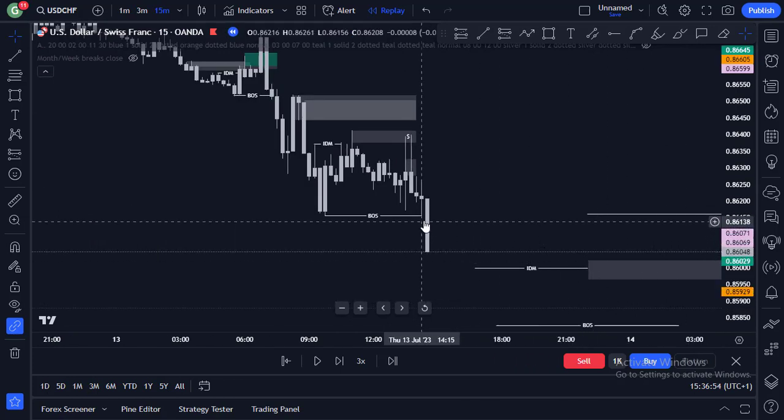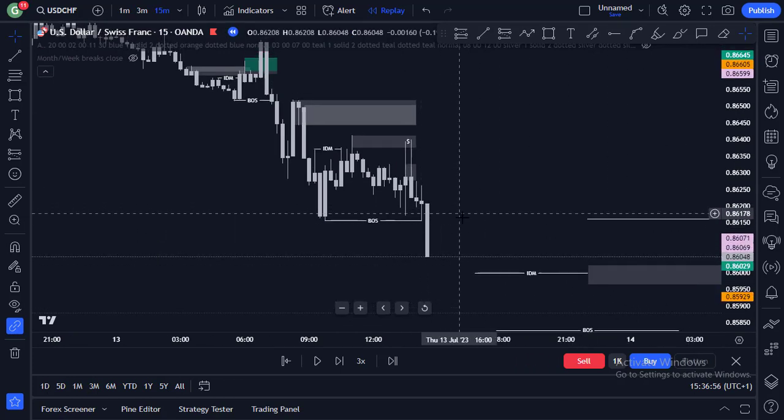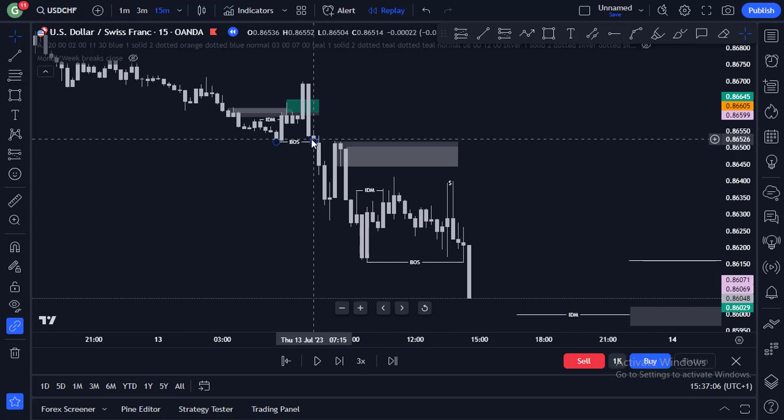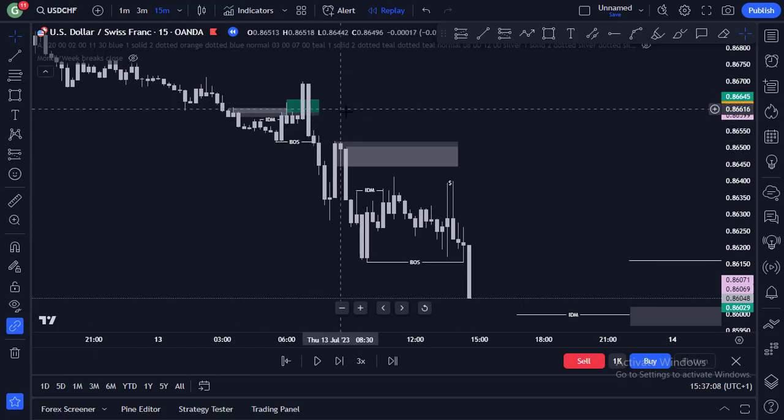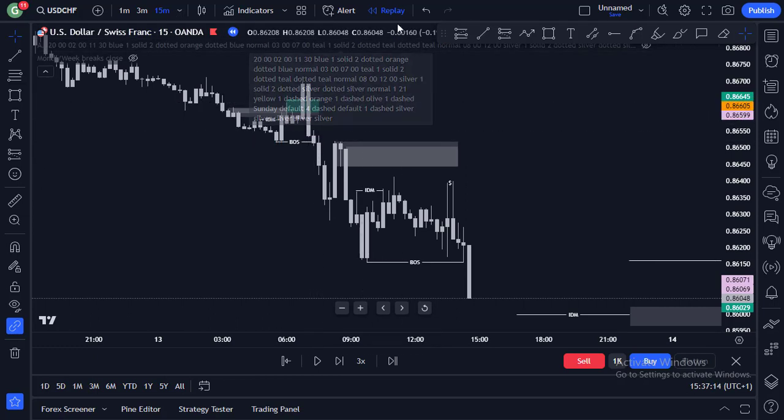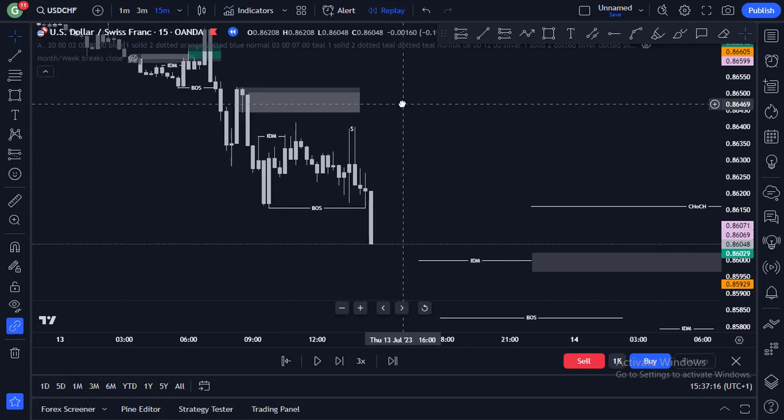So now there's a break of structure. All right, price has broken structure to the downside, so it means on Thursday we had one trade that was a stop loss, so we had one loss. Now we are going to see what happened on Friday.